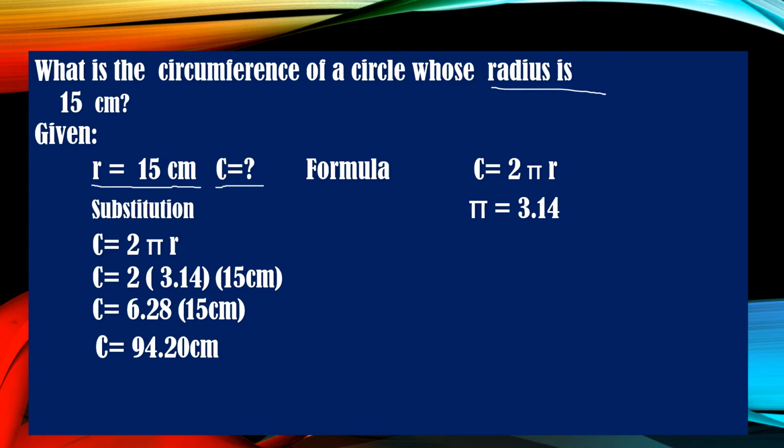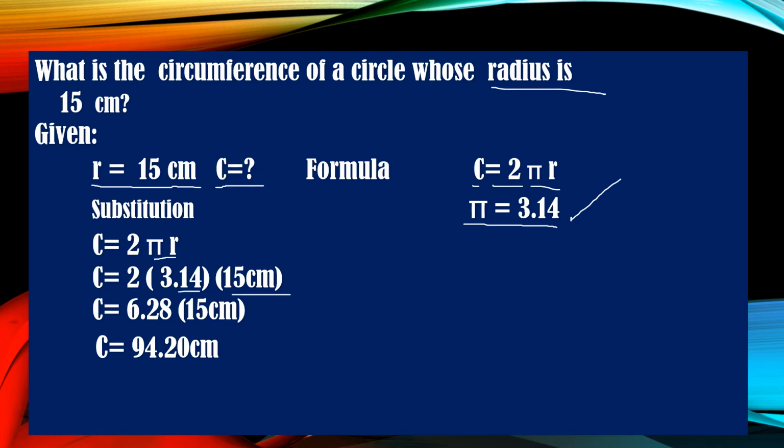Now, the formula to get the circumference is equal to 2 pi r. Now, the equivalent of pi is approximately 3.14, and this is constant. Okay? So, we have C is equals to 2 pi r. Now, substitution, C is equals to 2, then pi is 3.14, and the radius is 15 centimeter.